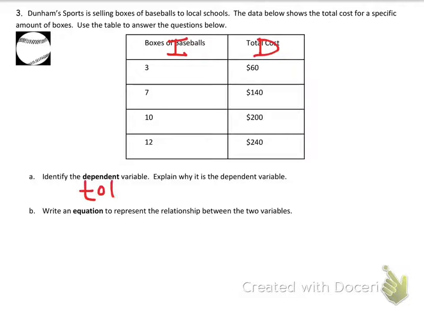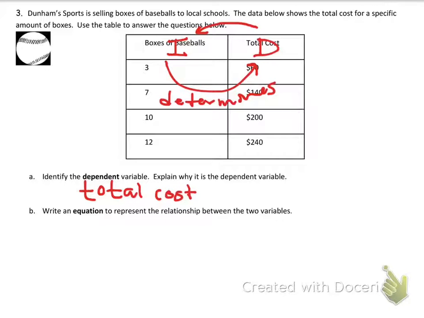And you can also check it. Remember, we talked about this in class. Okay? The independent variable determines the dependent variable. So let's see if that's true. Does the number of boxes of baseballs determine the total cost? Yes, of course. And then, does the total cost depend on how many boxes of baseballs I buy? Yes. So I got it.